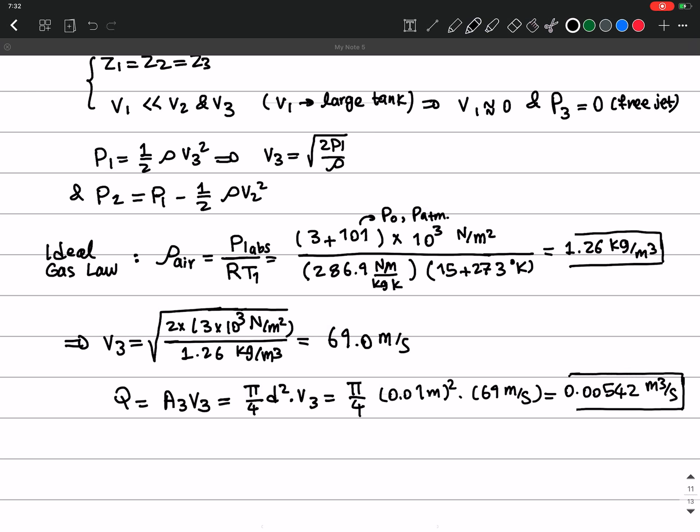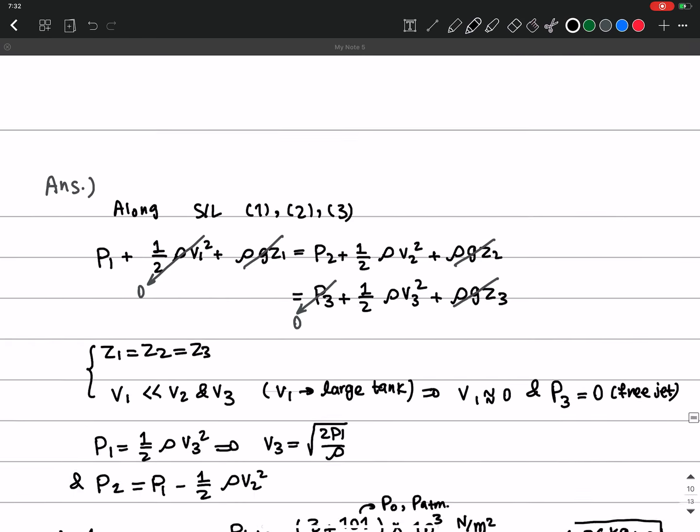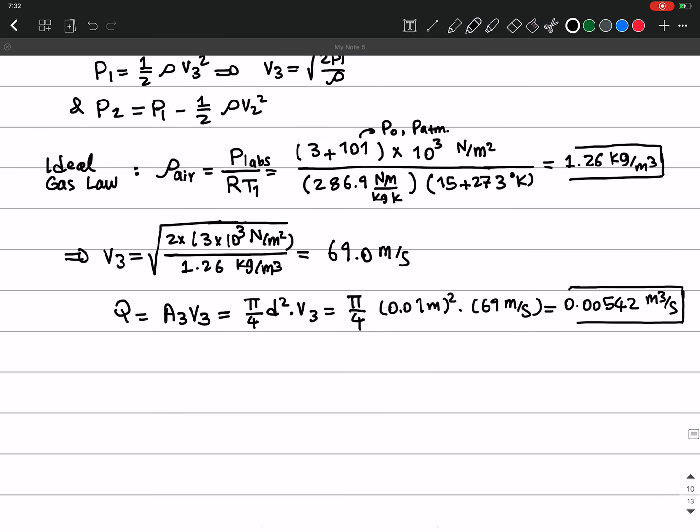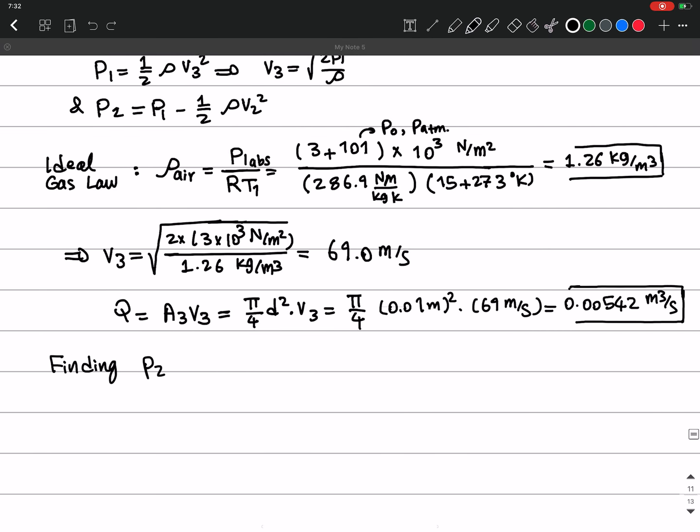Okay, so this is the flow rate that the problem wants. The second thing it wants is the pressure in the hose, or P2. P3 we know is going to be the atmospheric pressure, and in terms of gauge pressure it's going to be 0. So let's see, finding P2.